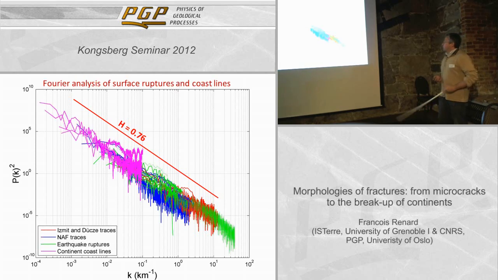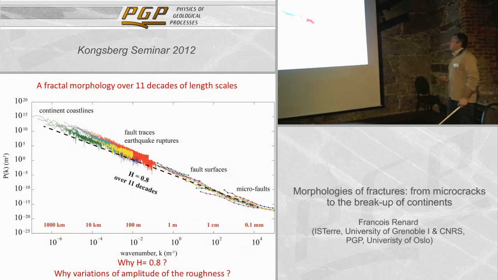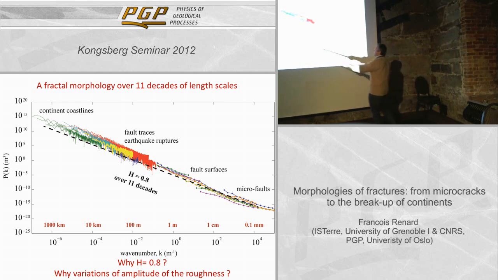So the result now, if we put all this data together, so that's the Turkey data, the earthquake, the continent, and if you add on that the fault on the surface, you get this kind of trend, which goes from 0.1 millimeter to a couple of thousand kilometers. Individually, all these trends have an exponent of 0.8, and then if you just average all these trends, you get also 0.8. So here is the size of 100 micrometers. That's the biggest fault, at least I could find on Earth.